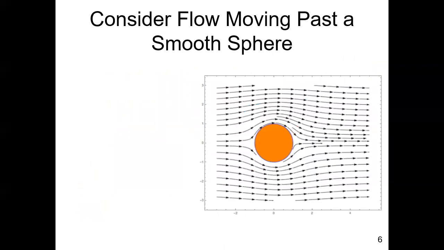So let's consider flow moving by a sphere. And here you can see some streamlines. Obviously, as the streamlines move around the sphere, their spacing is changing. And all I want you to remember is: spacing far apart, low velocity, high pressure. Spacing close together, high velocity, low pressure.